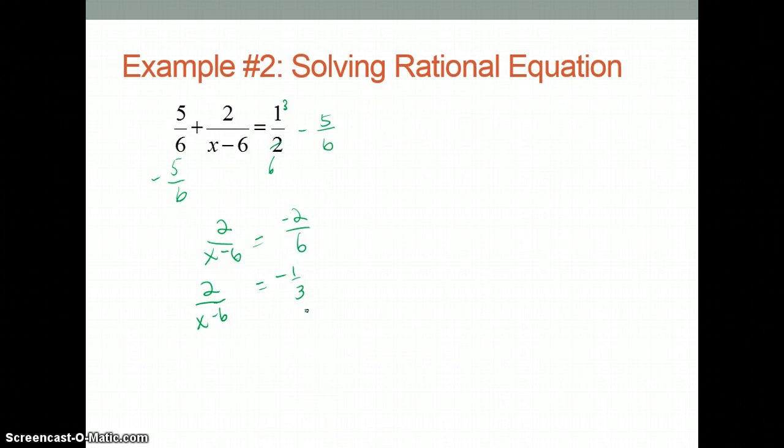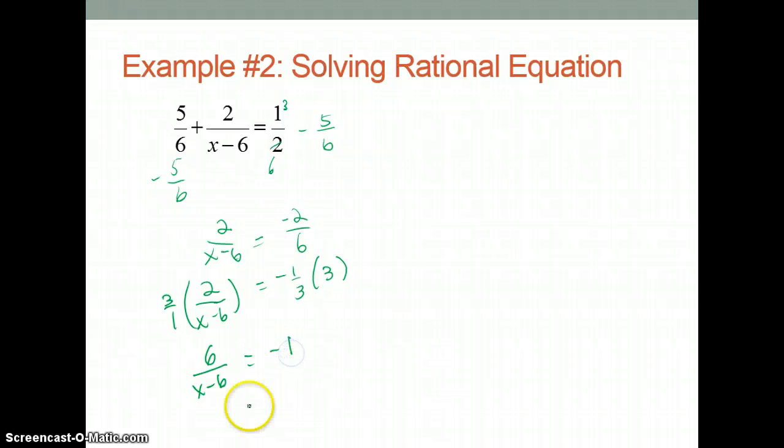Now again, we're trying to get rid of these fractions. The first thing I would do is I would try to get rid of the fraction on the right side. So in order to do this, I'm going to multiply it by 3. And what I do to one side, I must do to the other. I multiply across the top, I get 6. And the bottom, I get x minus 6. And then on this right side, I get negative 1.